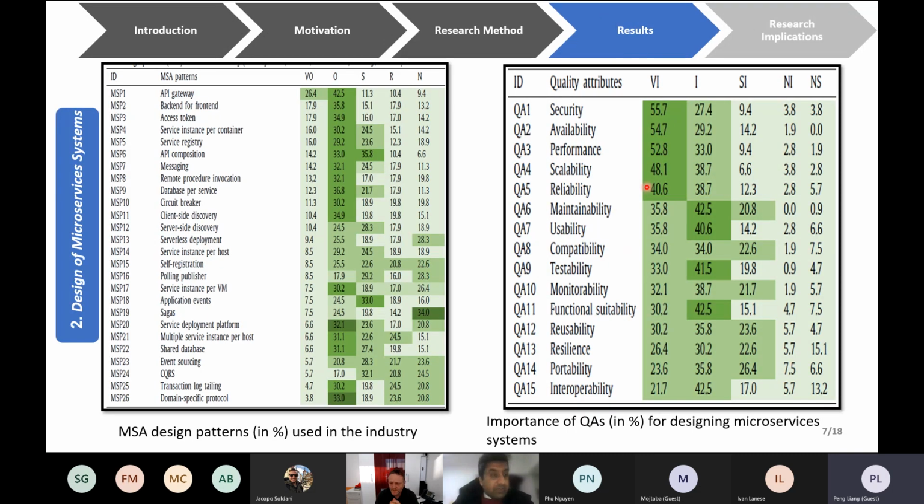The next two questions were regarding microservices design patterns and the importance of quality attributes. The majority of participants said they normally use API gateway, backend for front end, access tokens, and database per service. They use these patterns very often. We recorded some of the reasons for this. For example, we asked why they use access tokens very frequently instead of any other protocol.